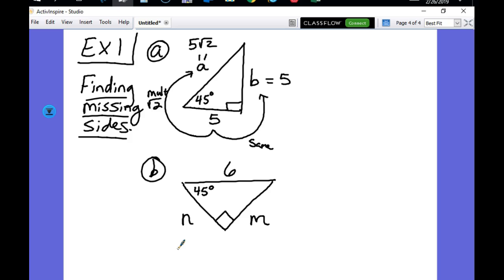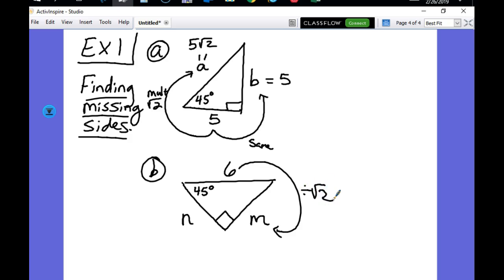Okay, so here are 3 questions you can ask yourself to guide you through these processes. First of all, is this a 45, 45, 90 right triangle? You've got to make sure of that. Second, what side did they give you? Did they give you a leg or a hypotenuse? Hypotenuse. So I have the hypotenuse, so I want to find one of the legs. The third question is, how do you get from the hypotenuse to the leg? What did we say you do? You divide by radical 2.